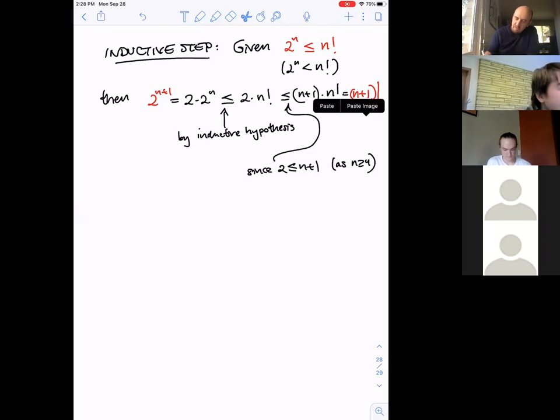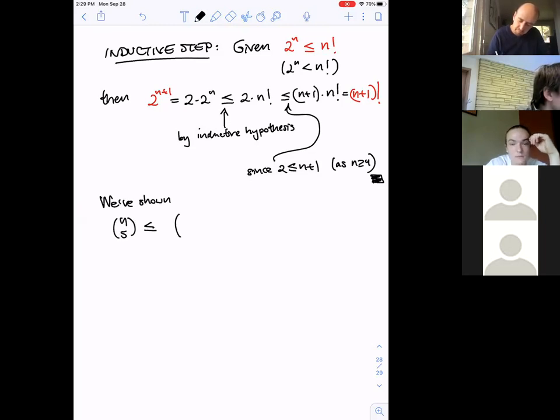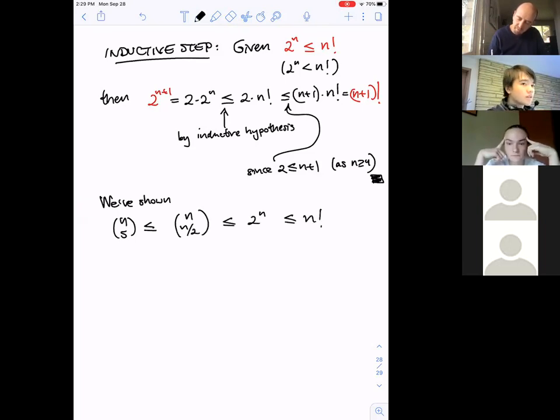So at this stage, I'm going to go back to that string of inequalities. In fact, I'm just going to copy them here. Maybe I'll say that was the end of the proof for the inequalities, but I really want to analyze the growth of these things. So we've shown that n choose 5 is less than or equal to n choose n over 2, less than or equal to 2 to the n, is less than or equal to n factorial, and this was true for n large.